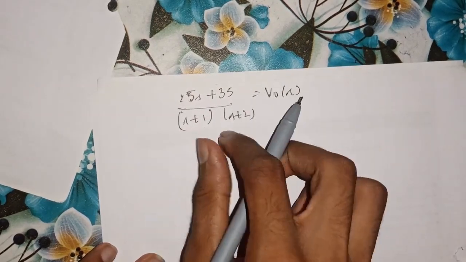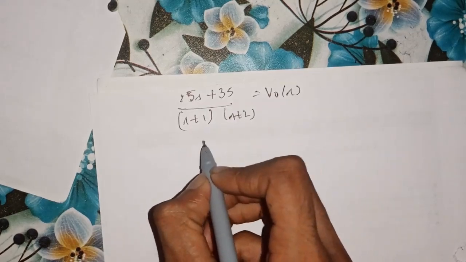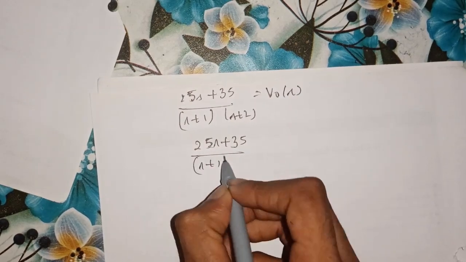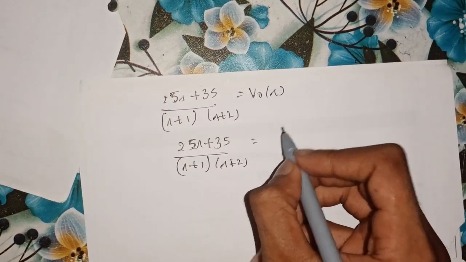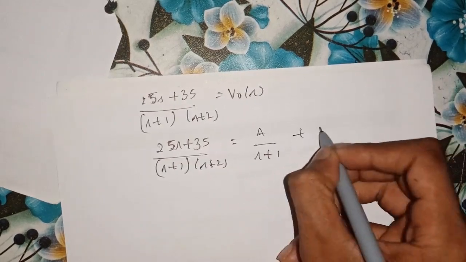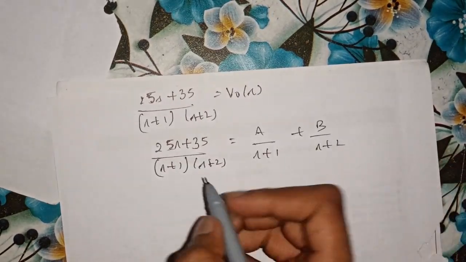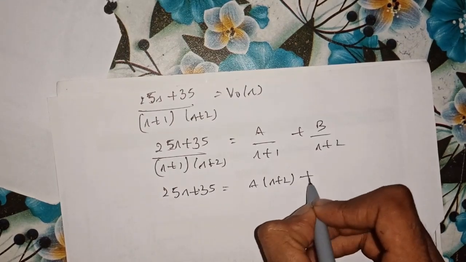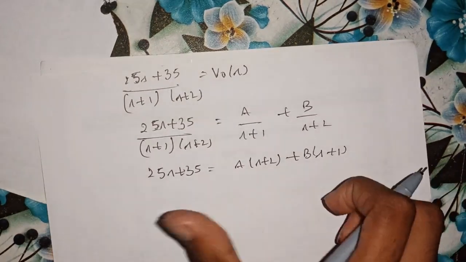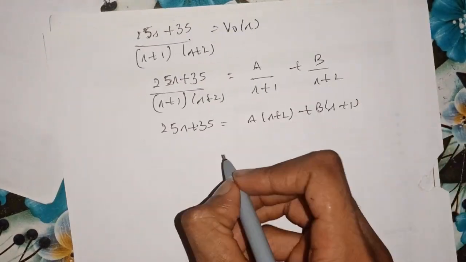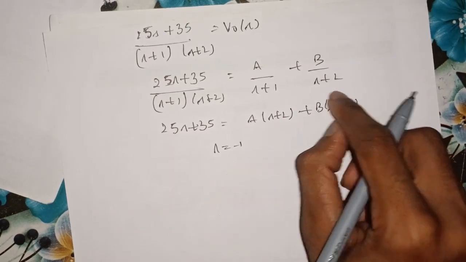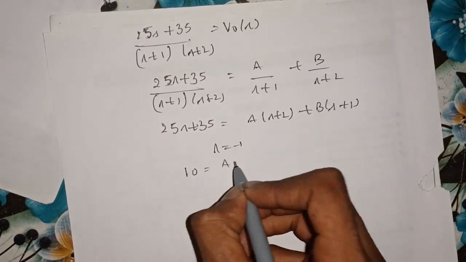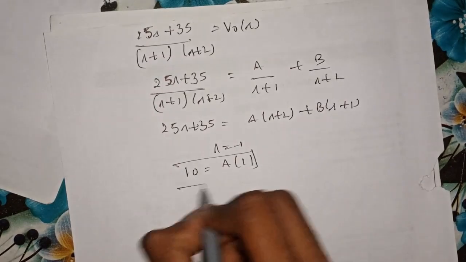I simply take this by the partial fraction method, 25S plus 35 divided by S plus 1 into S plus 2. I can represent the partial fraction as A divided by S plus 1 plus B divided by S plus 2. On taking LCM, you get 25S plus 35 equal to A into S plus 2 plus B into S plus 1. On evaluation of this by trial and error method, I put S equal to minus 1. This term will end up with 0. So minus 25 plus 35 will be 10, which is equal to A into 1. So the A value is 10.